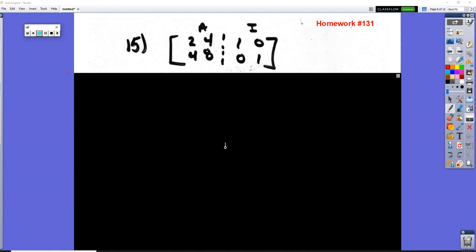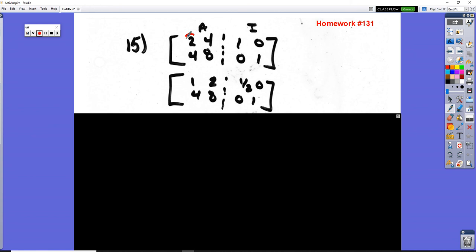In both of the two remaining questions for this homework, something funky happens. This is problem number 15, and it starts out looking normal enough. We have a square matrix, 2, 4, 4, 8, has the same number of rows and columns, so I'm going to put an identity matrix next to it.